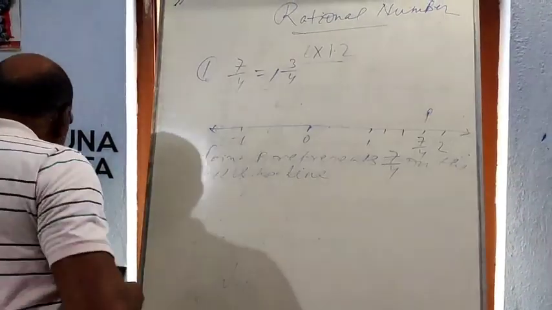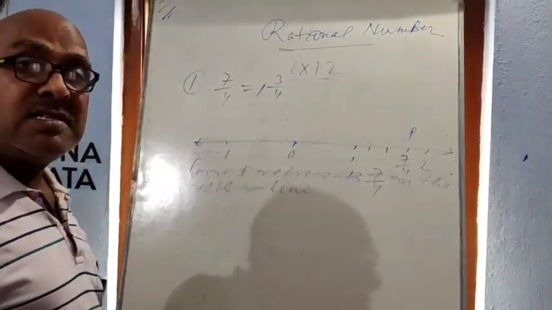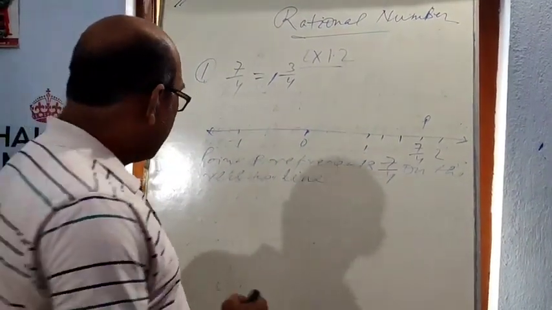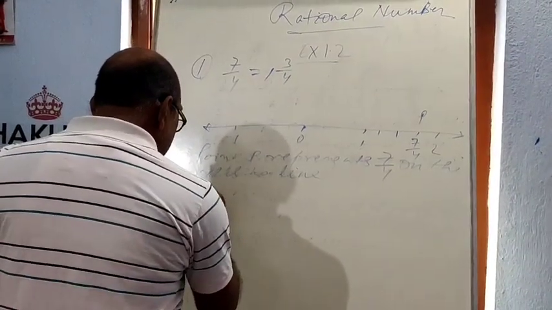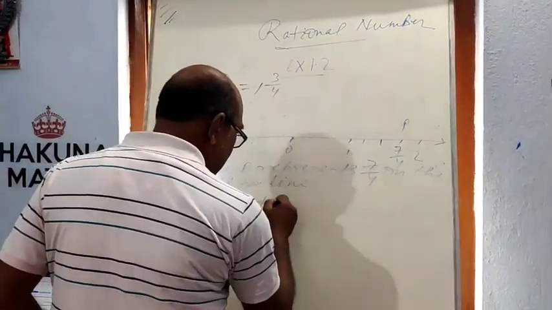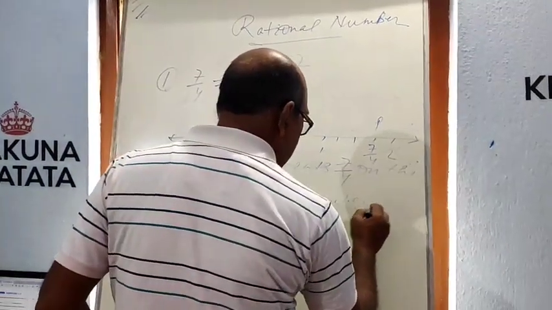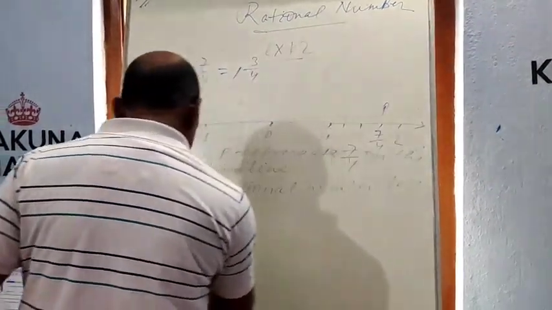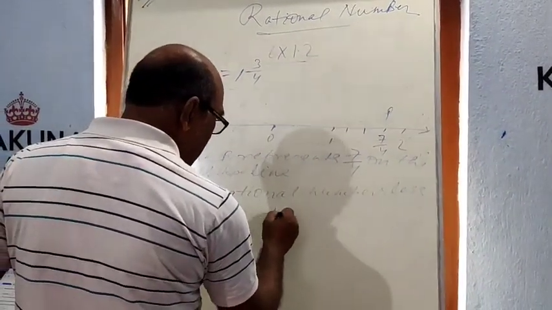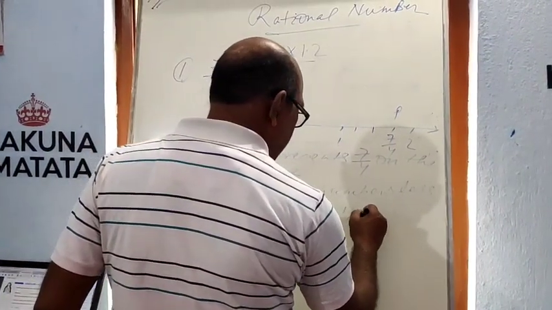In question number 3 you have to find 5 rational numbers less than 2. Any 5 rational numbers less than 2. For example, your answer is 5 rational numbers less than 2: -1, -2, 0, 1 and 1 by 2.